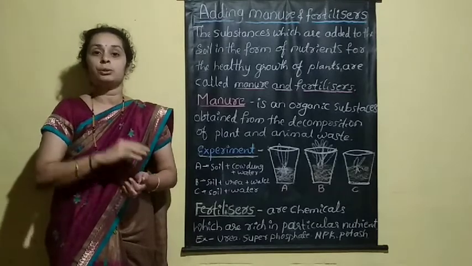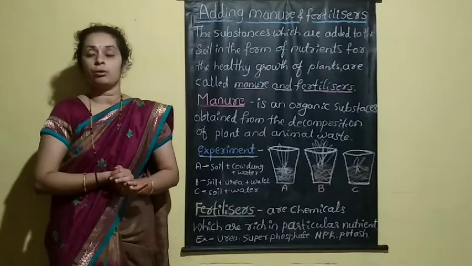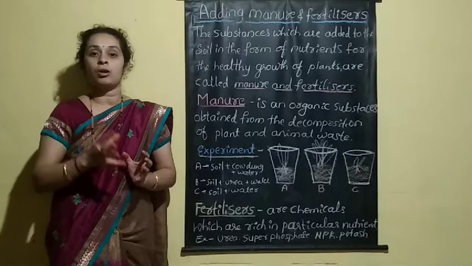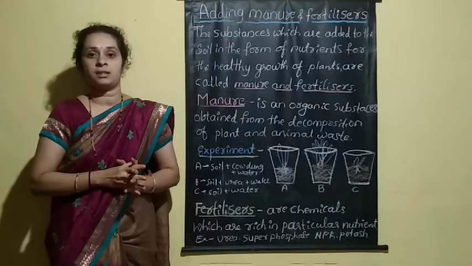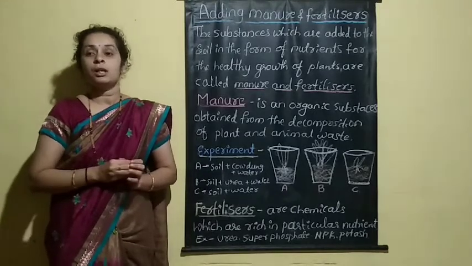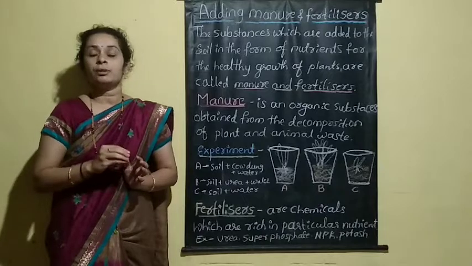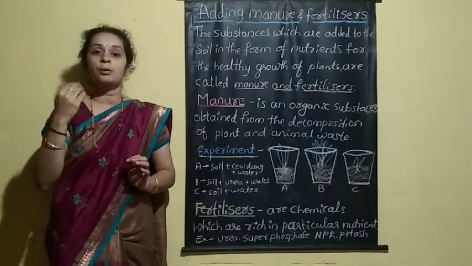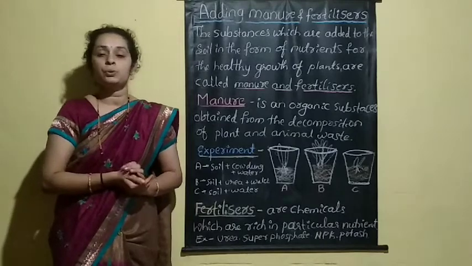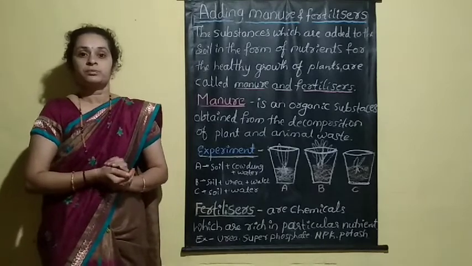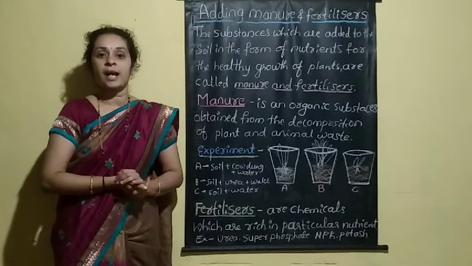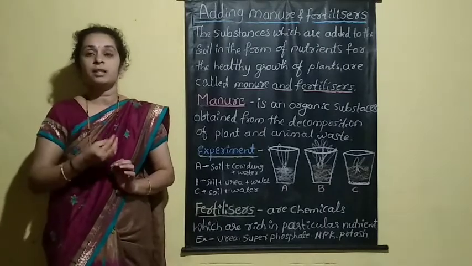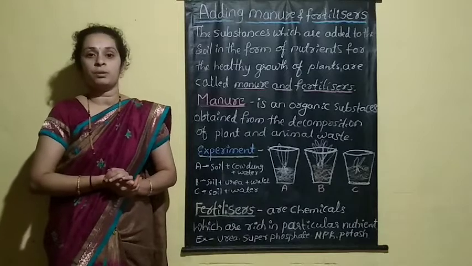After 2 or 3 weeks, you open and see the pit and you will come across a black substance. That is nothing but compost. Like that, you can prepare vermicompost also. Vermicompost can be prepared by using earthworms. Earthworms are considered as farmers' friends.